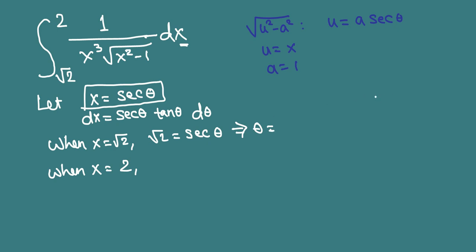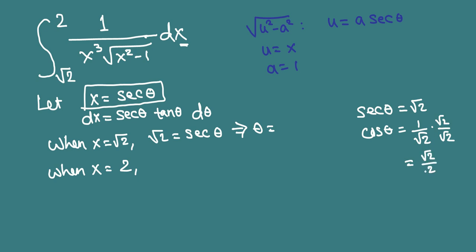Let's work a little bit over here. Secant theta equals root 2. By the way, secant is the reciprocal of cosine. So cosine theta, find the reciprocal, is 1 over root 2. Reciprocal of secant is cosine, reciprocal of root 2 is 1 over root 2. And 1 over root 2 is the same as, if we multiply top and bottom by root 2, root 2 over 2. And we know cosine pi over 4 is root 2 over 2, so theta is pi over 4.